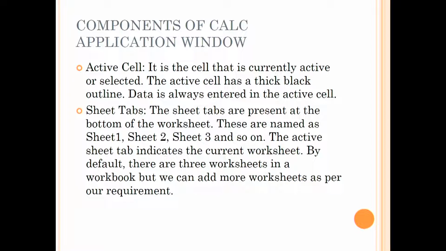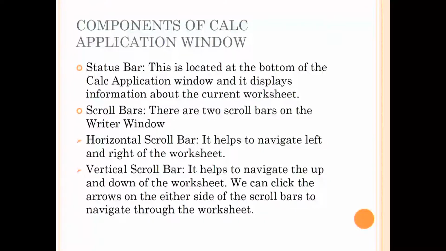Next are sheet tabs. The sheet tabs are present at the bottom of the worksheet. These are named sheet 1, sheet 2, sheet 3 and so on. The active sheet tab indicates the current worksheet. By default, there are 3 worksheets in a workbook, but we can add more worksheets as per our requirement. The next component of the CALC application window is the status bar. This is located at the bottom of the CALC application window and it displays information about the current worksheet.